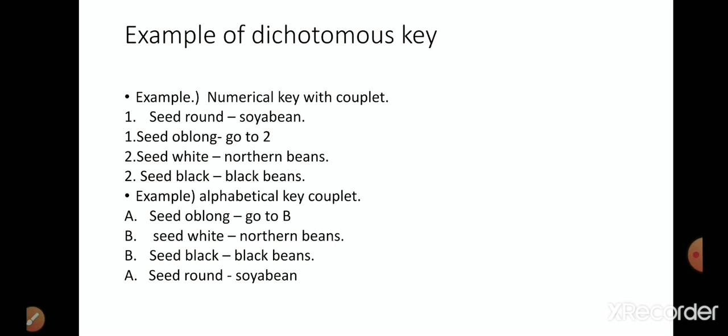Or this is another example, an alphabetical key couplet. In this couplet you can see A and B. A refers to seed shape whereas B refers to seed color. If the seed is round, then it may be soybean. If the seed is oblong, we have to go to B, so that from the color in B we can find out what that seed actually is. So these are the types: the numerical key and the alphabetical key.